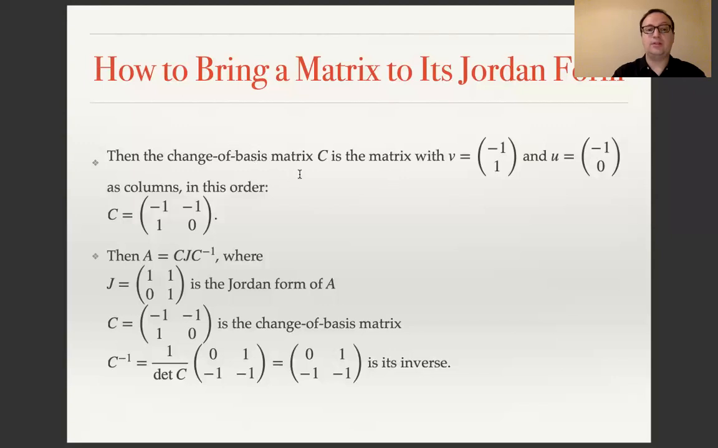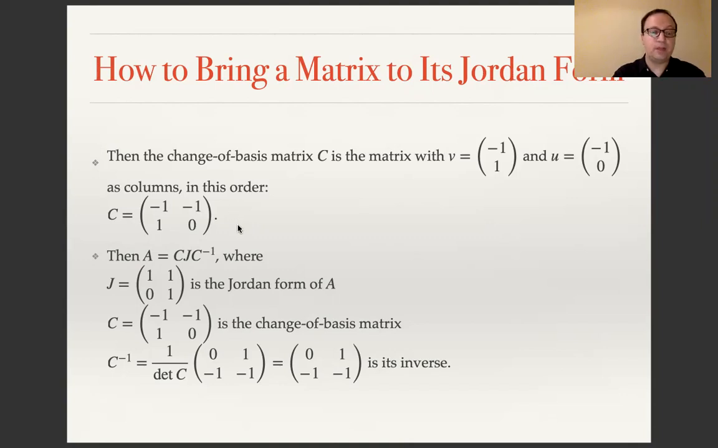So then the change of basis matrix is the matrix with these two vectors as columns. The first is the eigenvector, and the second is the principal vector. So C is the matrix that has the first column with components minus 1, 1. So this is the eigenvector. And the second column with components minus 1, 0. This is the principal vector. So it's a pretty simple matrix because we made simple choices.